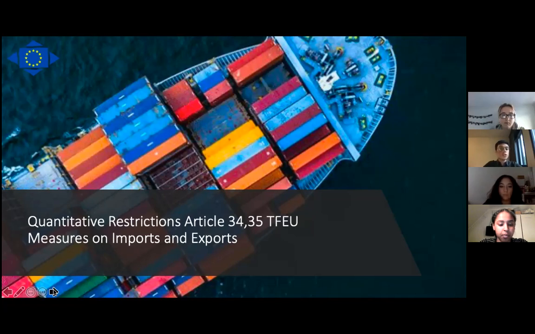Direct discrimination is the quantitative restriction which does not apply equally to domestic and imported products, and this can only be justified by Article 36 of the TFEU. And the second is indirect discrimination, which are measures having equivalent effect which do apply equally to domestic and imported products. This can be justified by Article 36 of the TFEU and also by the rule of reason.